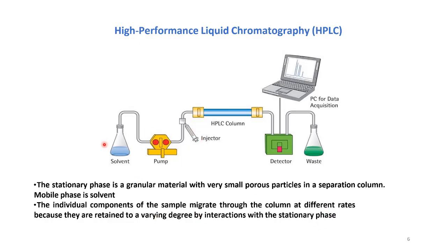So suppose I pass the solvent in the column, and then we inject our sample. Depending upon the migration rate through the column, because the different particles will interact differently with the stationary phase, that is why we get the migration rate. Firstly, suppose element A comes, then B comes, then C comes. Likewise, the detector detects it, and then it collects the waste solvent, and the data get displayed on the PC.